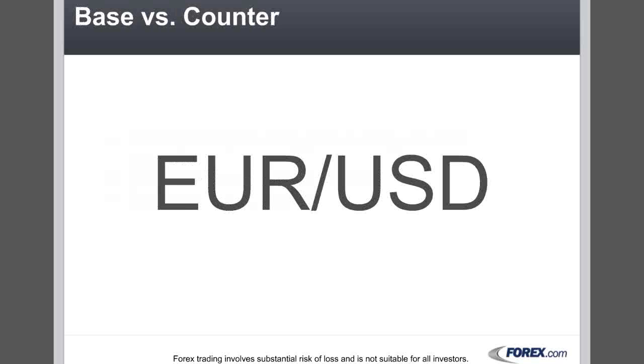Now, in Forex, currencies are traded in pairs, so let's get into some of that Forex terminology that I mentioned. Each currency pair consists of a base currency, and then you have the counter currency. The base currency is the currency listed first in the pair. This is the currency that we're performing the trade action with. So here we're looking at euro dollar. Euro is that base currency since it's listed first.